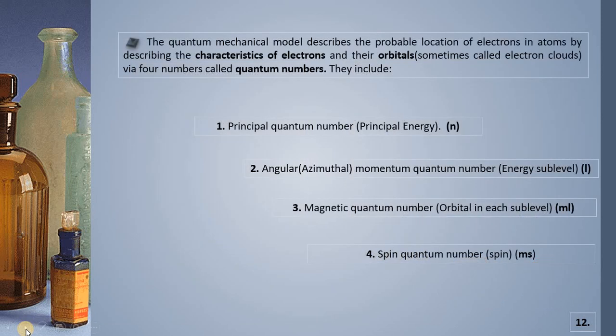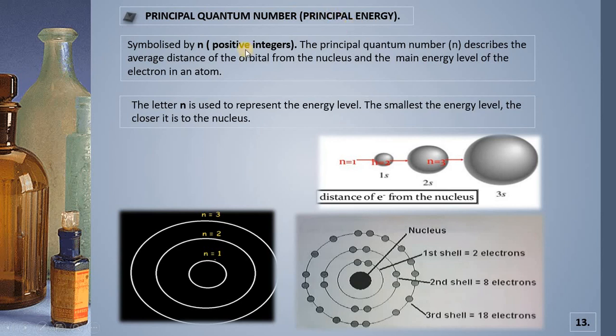To answer that is when quantum numbers enter again. The quantum mechanical model describes the probable location of electrons in atoms by describing the characteristics of electrons and their orbitals via 4 numbers called quantum numbers. So these quantum numbers, the 1, 2, 3, 4, are the ones that give us the answer to the location, where we can find the electron. Without wasting much time, I'm going to talk about the principal quantum number, that is the principal energy level. It is symbolized by N. The principal quantum number describes the average distance of an orbital from the nucleus and the main energy level of an electron in an atom.